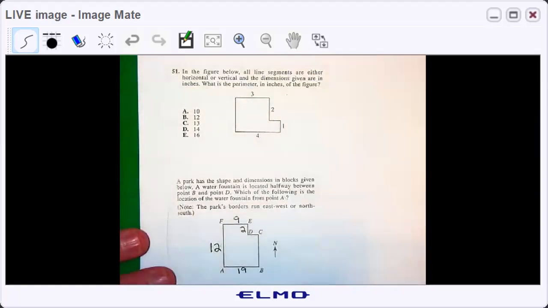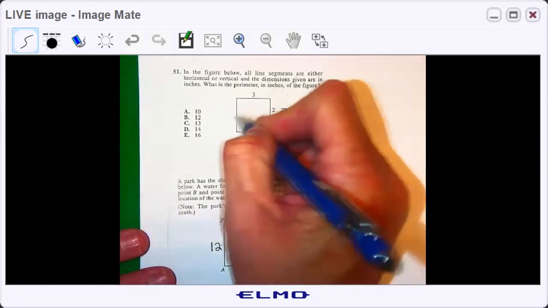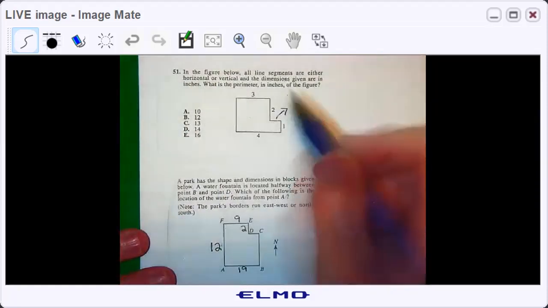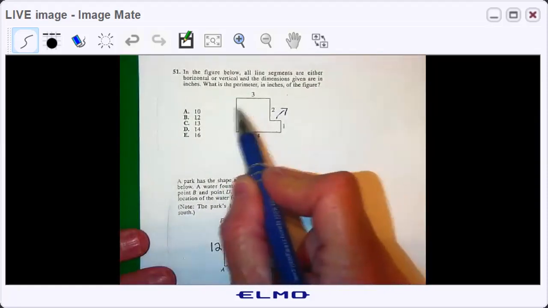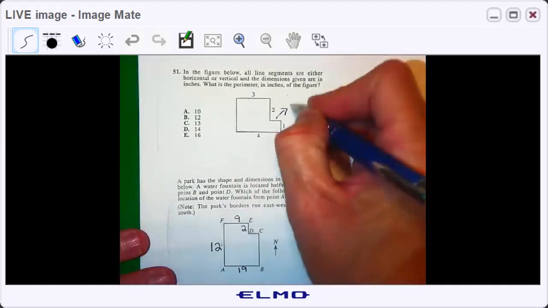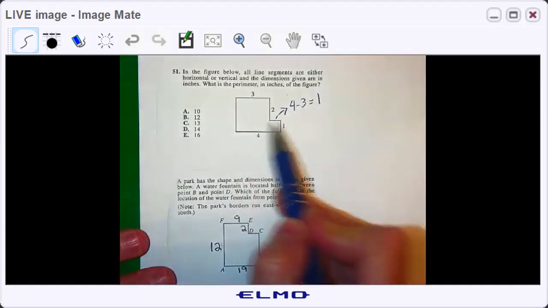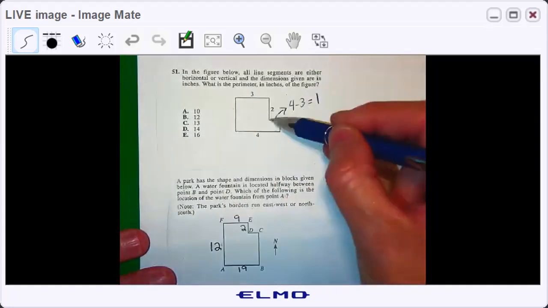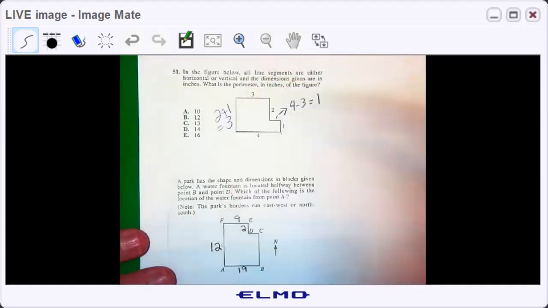So let's do that. So we need to find this missing piece here and this vertical side here. So let's do this missing piece first. This whole bigger length here is 4. We know this is 3. 4 minus 3 is going to give us that little section of 1. You have to have that now to do the perimeter. And then if you notice, this length here can be made up of this section plus this section. So 2 plus 1 is 3.